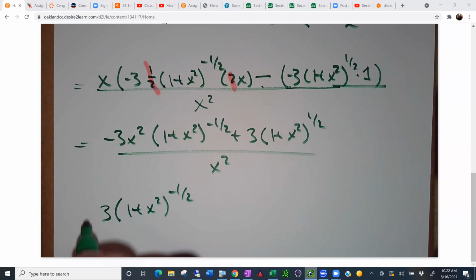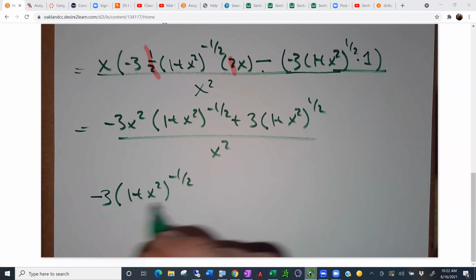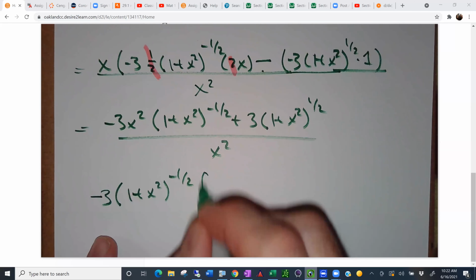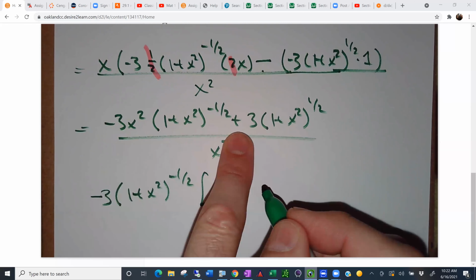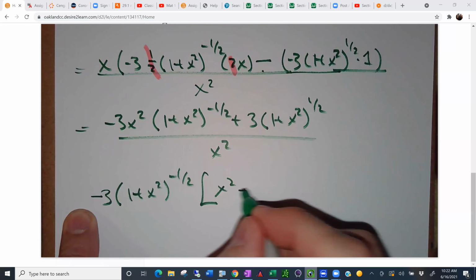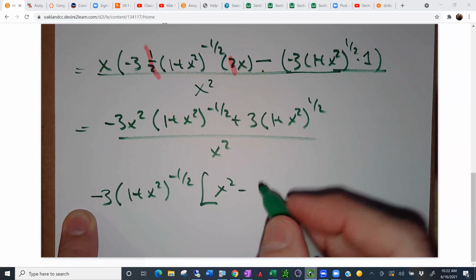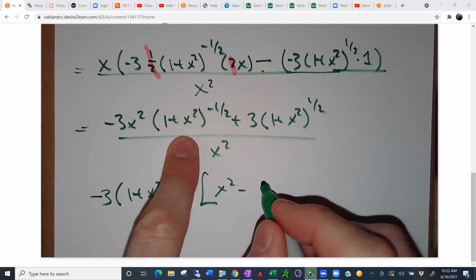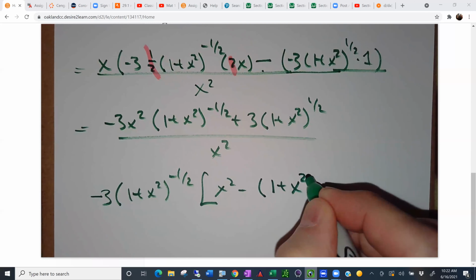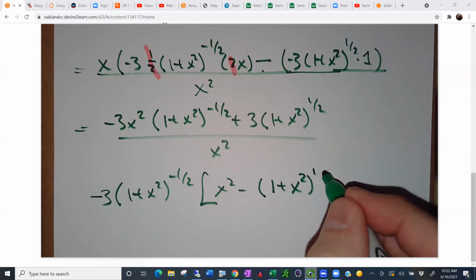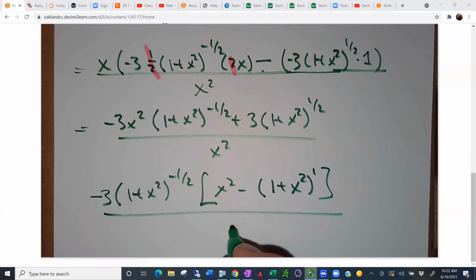Sure, why not? So I'll factor out a negative 3. That's going to leave behind an x squared. And then this will change sign because I factored out the negative. I'm factoring out that, so it's going to leave behind 1 plus x squared to the first power, all over x squared.